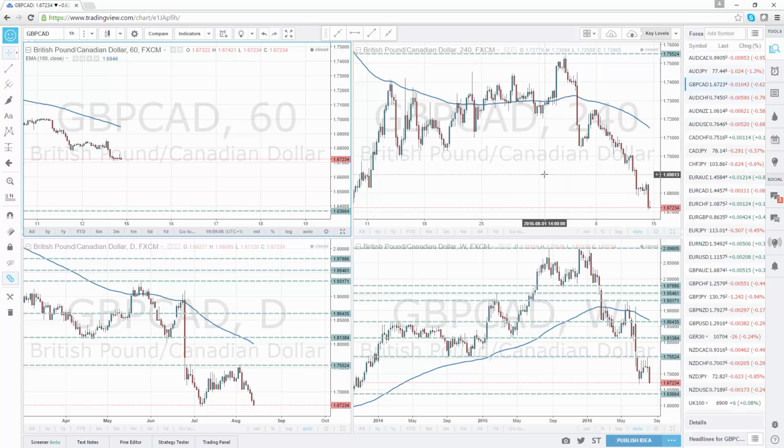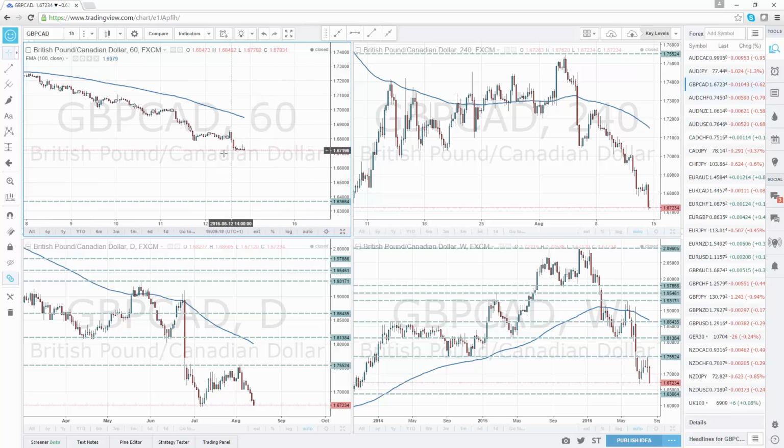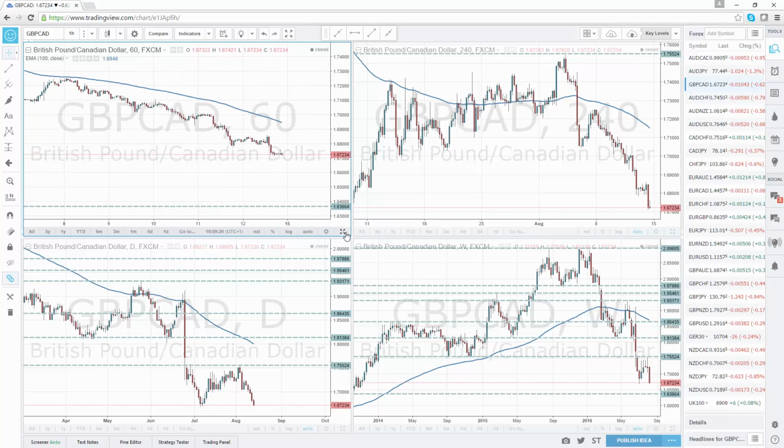It is messing us about at the moment, but we are looking for other opportunities to get involved in selling the pound as well. So that's kind of an indication of where we think that's going to go in the coming weeks and months. And over here on the pound CAD, we've got a very nice opportunity.